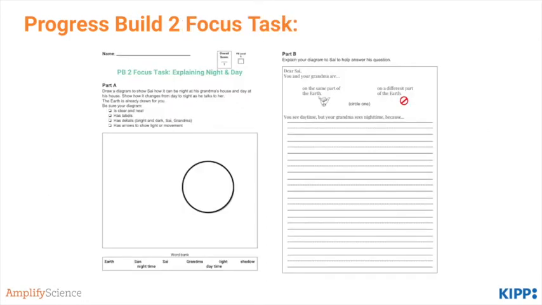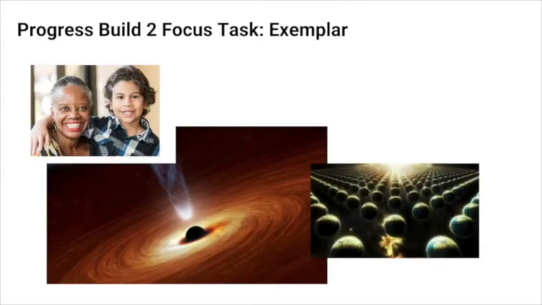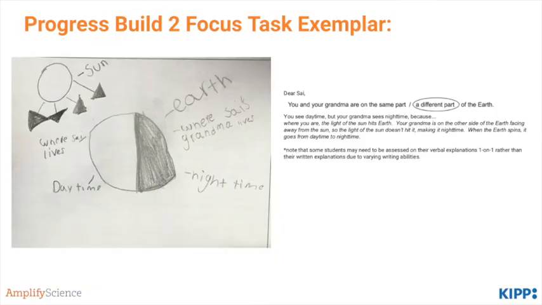Take a couple minutes to read it over and complete it, then check back here. Pausing now. Great, so hopefully you identified that Sai's grandmother traveled through a black hole and now lives in a parallel universe where it's a different time of day. Just kidding. Here's an exemplar response from a student.